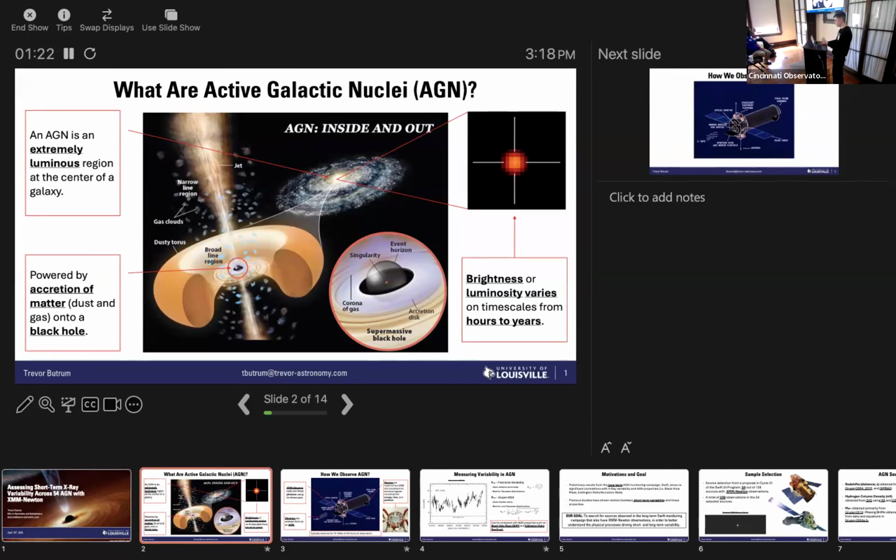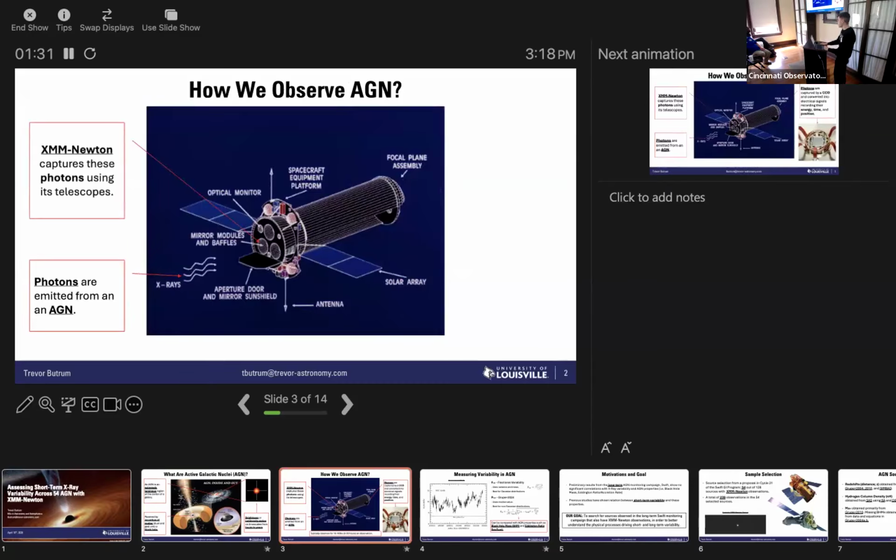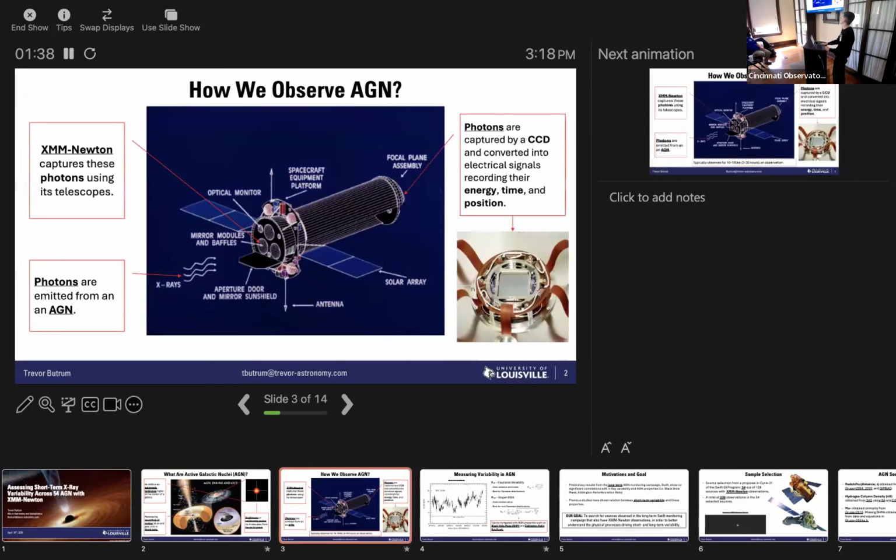But so for my project, we use XMM. How do we observe this? We use XMM, and XMM basically collects the X-ray photons into the telescopes of the actual satellite, the telescope system, optical system. And these photons are converted using the CCD into actual measurements that we can use for data analysis and stuff.